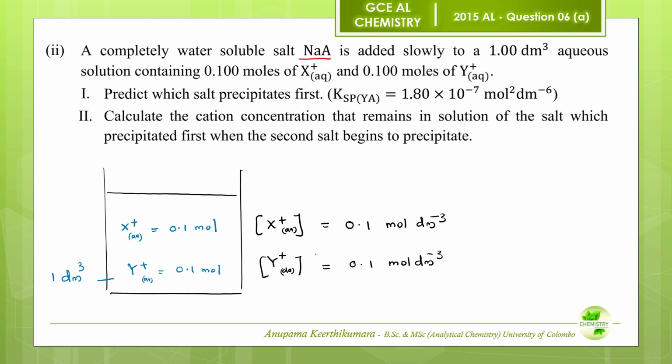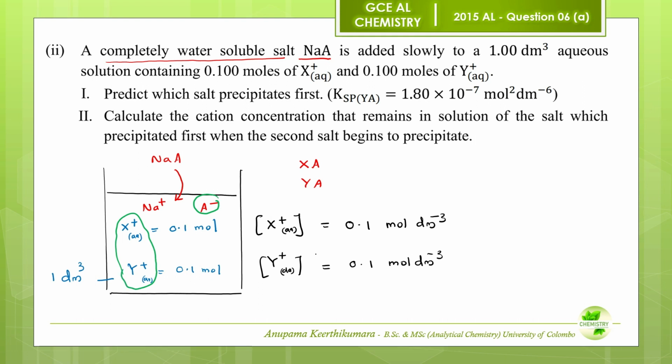NaA is a completely water-soluble salt. When this salt is added to the solution, it completely dissociates into its ions, Na plus ion and A minus ion. Initially, we learned that XA and YA are sparingly soluble salts. A minus ions are also present with these two cations.